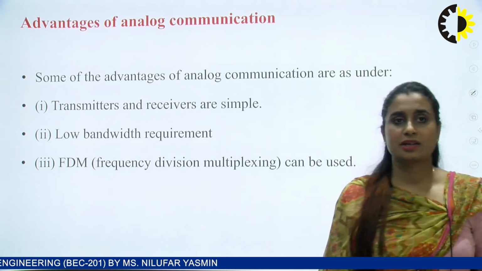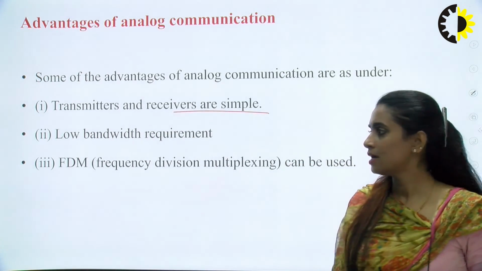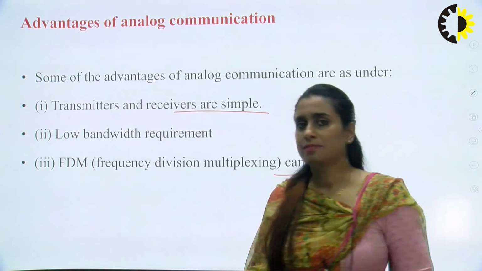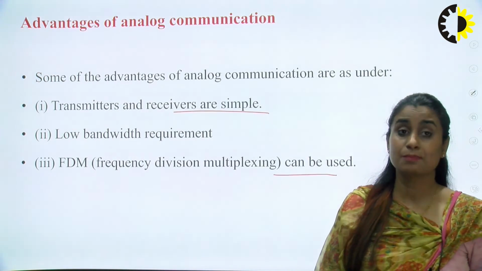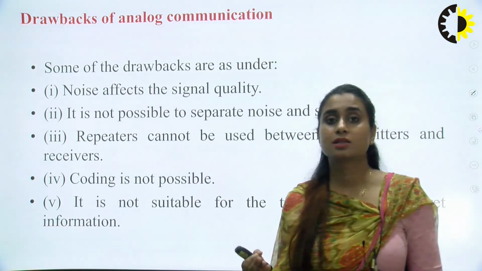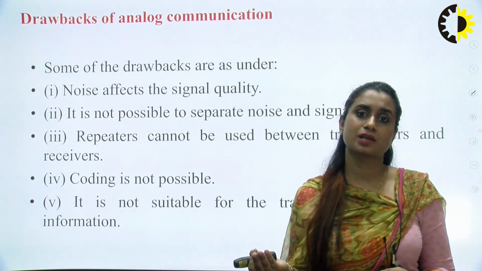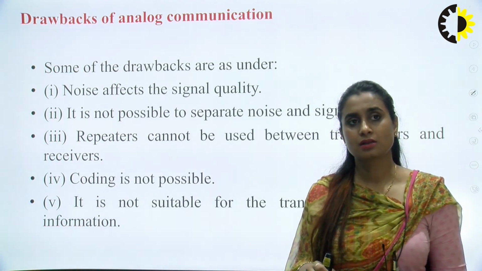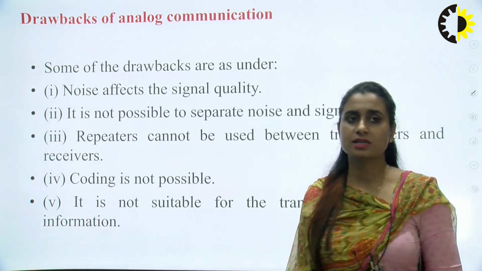Now, if I talk about the advantages of analog communication, your transmitter and receiver circuits are simple. It needs low bandwidth. Frequency division multiplexing, which is a kind of multiplexing we'll study further, can be used. This is a simple kind of multiplexing. If I talk about drawbacks, because we know there are some advantages associated with digital communication or digital modulation, we are talking about the limitations of analog, so we first get to know about the advantages and the disadvantages.